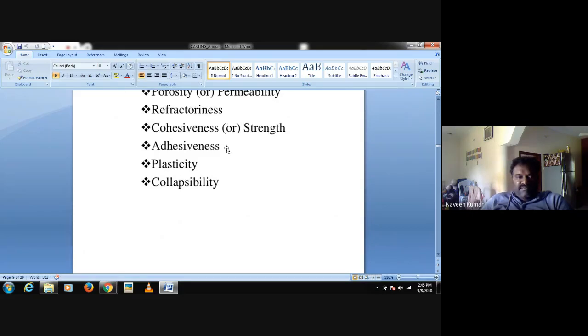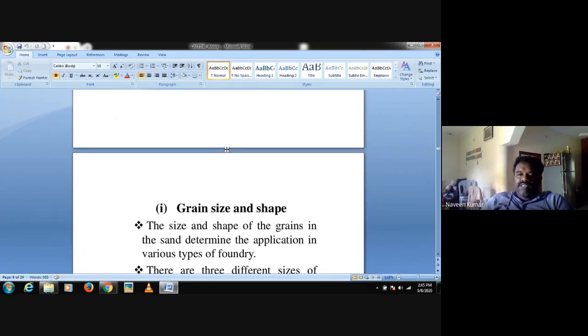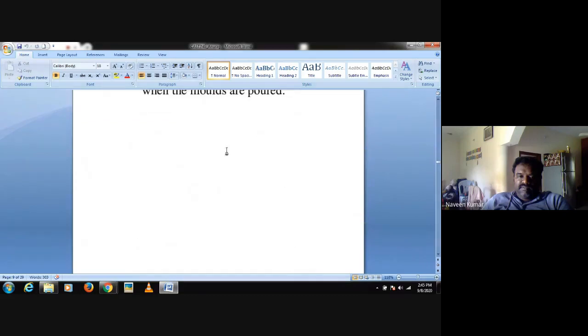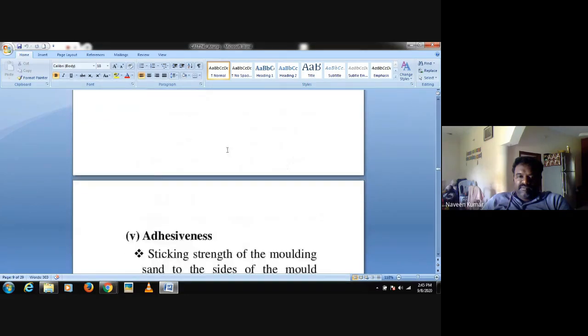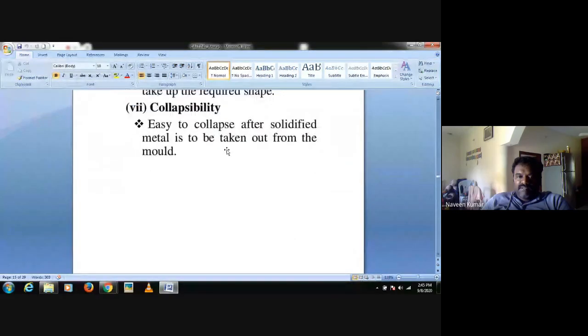Next, put subheading: Collapsibility. Look at the screen and please take down this. Collapsibility is the ability to collapse after solidification so that the casting can be taken out from the mold.